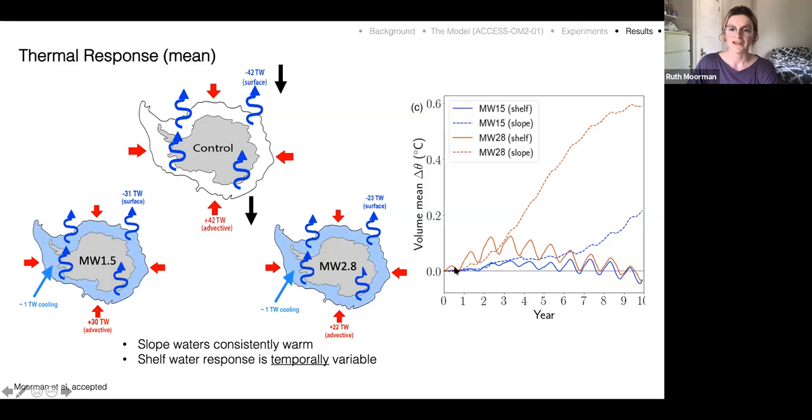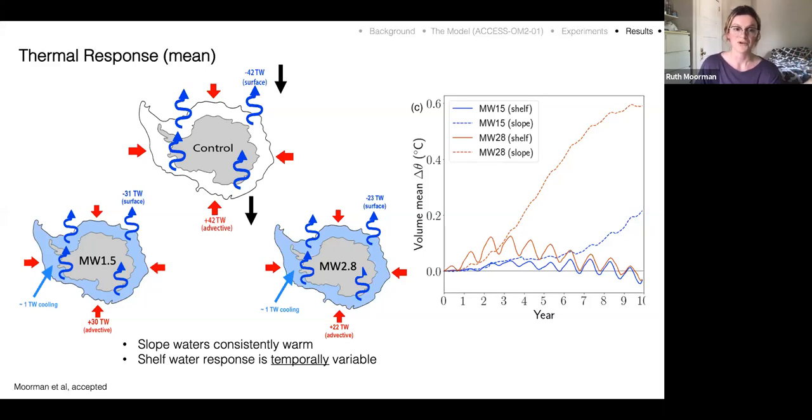So in contrast to this temporally variable signal that we're seeing on the continental shelf, if we take a step out and look at a continental slope region, which here I'm defining as a region between the 1,000 meter and 3,000 meter isobaths, if we look at the waters in that region, they consistently warm over the entire experimental period, primarily due to this decline in the advective heat flux from the open ocean regions to the shelf.